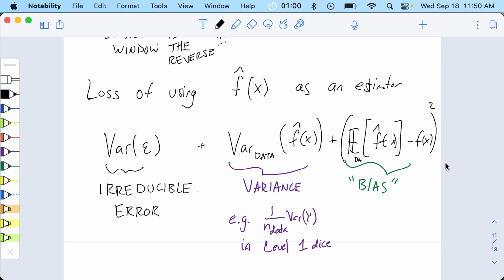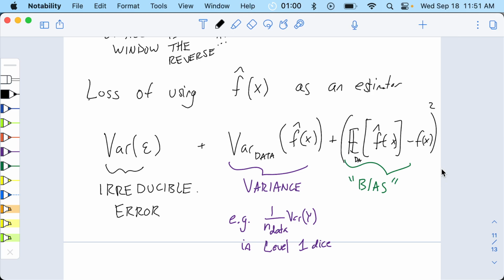There's the variance, which is somehow how much you're jumping around. And that is the kind of thing that goes down with the data size. So if you make the data size bigger, you'll jump around less. And this is the last term that we're discussing now, which is the bias. And the bias squared is what goes into the error. The bias can be positive or negative. So you can either consistently overestimate or consistently underestimate. And either way, it gets squared, and that gets added to the total loss.